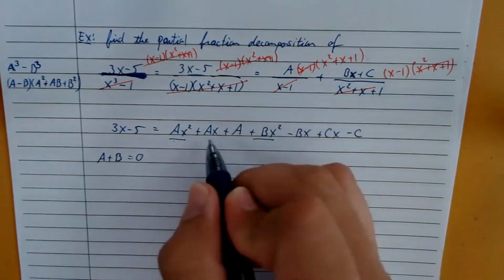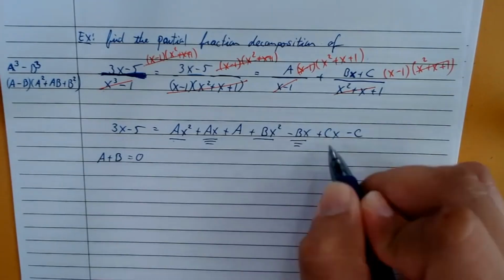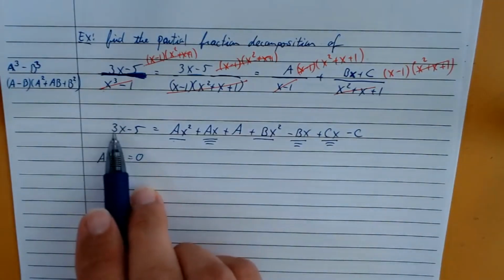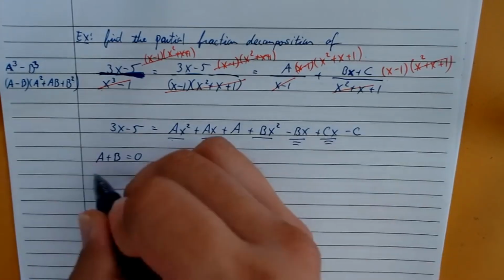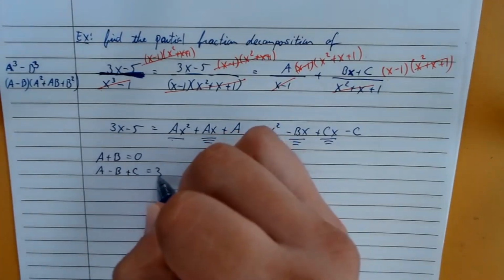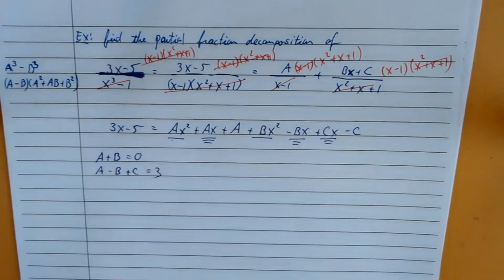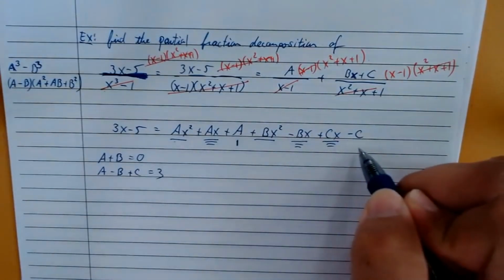Our linear terms, we have an ax, we have a negative bx, and we have a cx, and those add up to 3x. So a minus b plus c is equal to 3. And finally our constants, we have a constant here, and we have a constant right here.